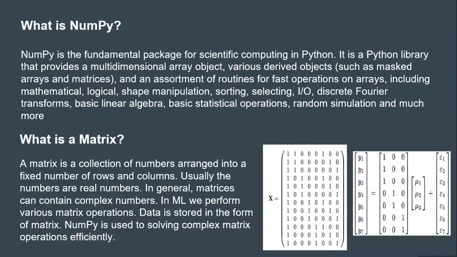Now, what is a matrix? A matrix is a collection of numbers arranged into a fixed number of rows and columns. Usually, the numbers are real numbers. In general, matrices can contain complex numbers. In machine learning, we perform various matrix operations. Data is stored in the form of a matrix. NumPy is used to solve complex matrix operations efficiently. So, on the left here, we can see an image of a matrix, and on the right of it we can see an example of a matrix multiplication operation.